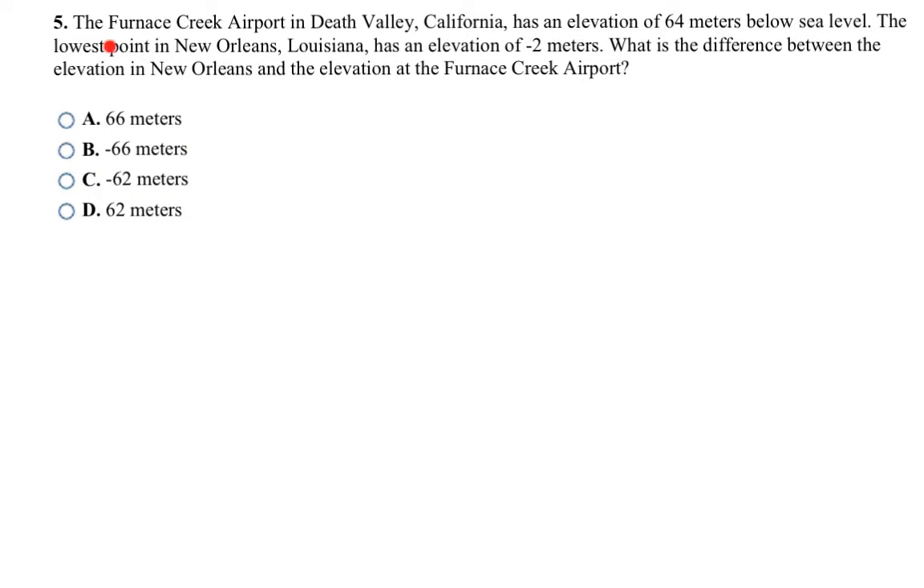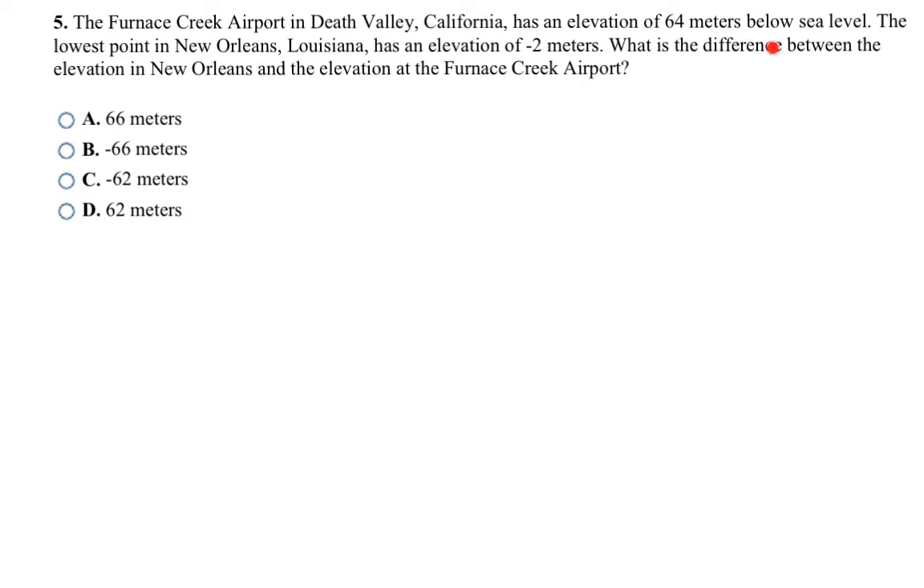Next example says the Furnace Creek Airport in Death Valley, California has an elevation of 64 meters below sea level. The lowest point in New Orleans, Louisiana has an elevation of -2 meters. So that means it's also below sea level. What is the difference between the elevation in New Orleans and the elevation of the Furnace Creek Airport?